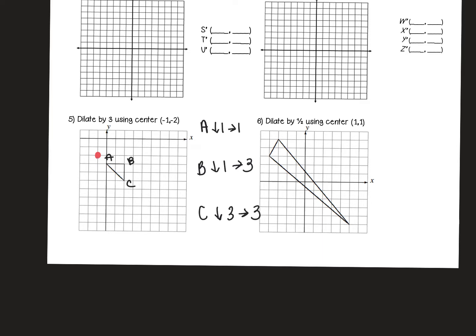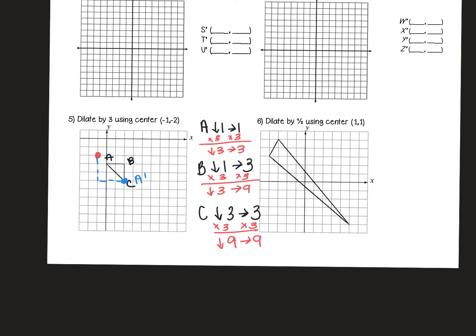Since I'm dilating by 3, I'm going to multiply all these directions by 3. So for A, I'm now really going down 3, right 3. For B, I'm actually going down 3, right 9. And for C, I'm really going down 9, right 9. Once I get those written down, I'm going to count my new directions. So I'm going to go back to my center point, and for A, I'm counting down 3, so 1, 2, 3. And I'm going to the right 3, 1, 2, 3. So point A is really going to end up right on top of C.